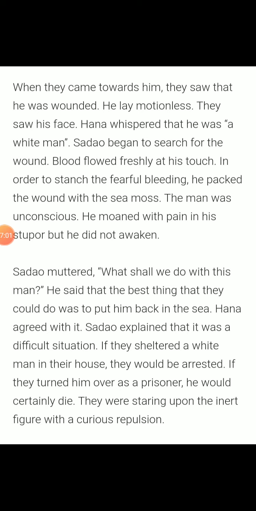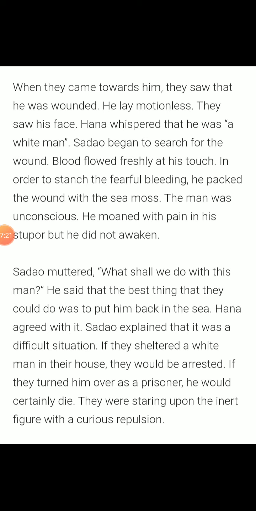Now here it was the patriotism that had got over Sadao. Here Sadao did not behave as a doctor. Whatever he could do as a doctor, he did at that point of time. But then he was in a dilemma. What should he do? Should he save the man or should he hand him over to the enemy?